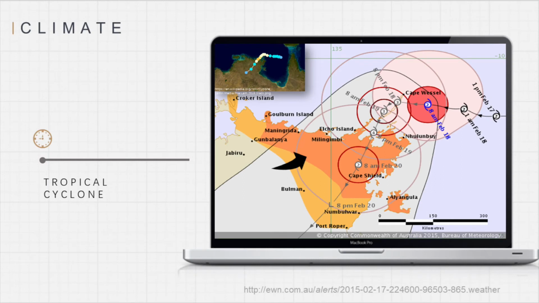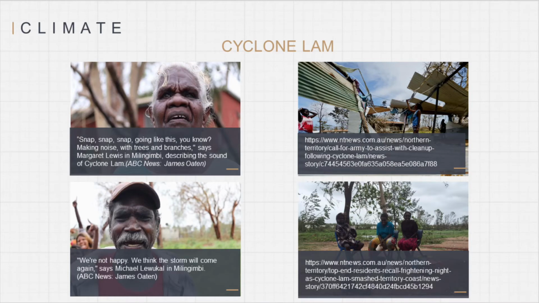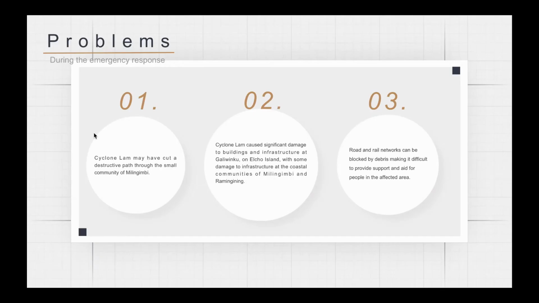Cyclone is one of the potential dangers that may affect Milingimbi each year. In February 2015, Cyclone Lam crossed Milingimbi and resulted in environmental damage and uprooted trees, as well as structural damage to service houses. Cyclone Lam caused problems.